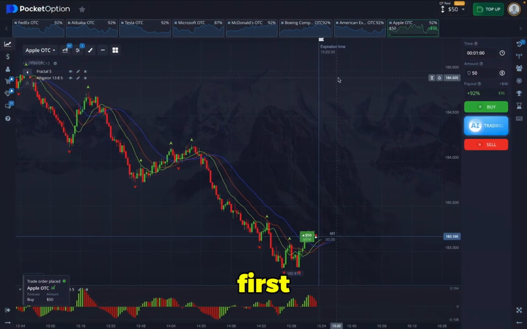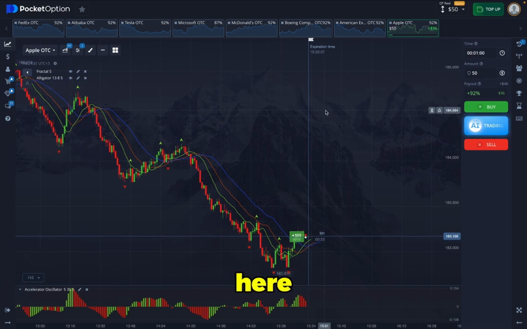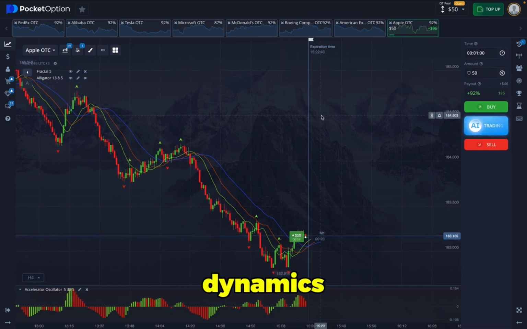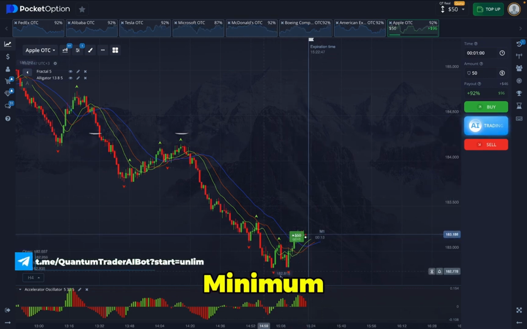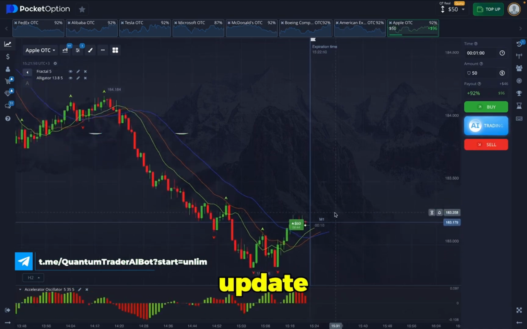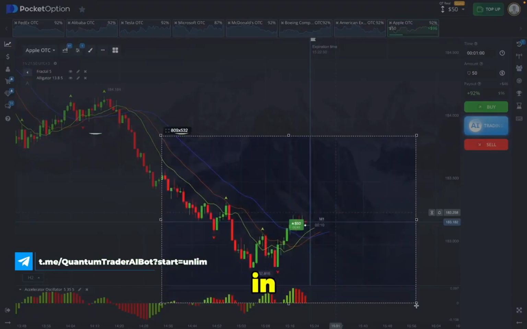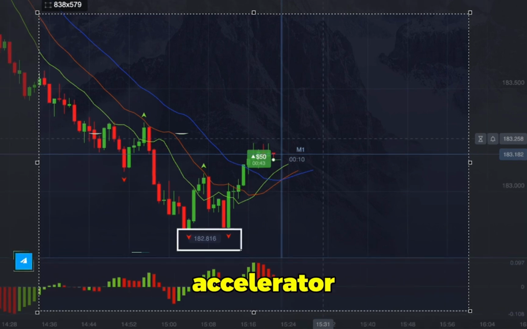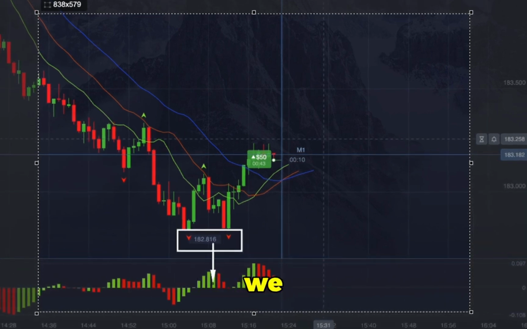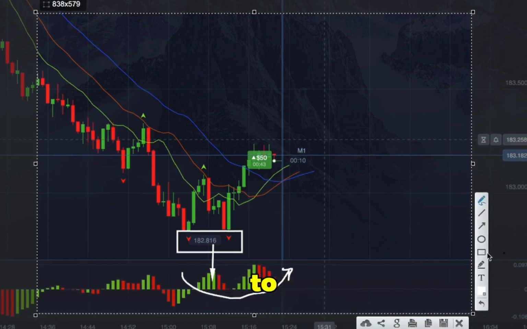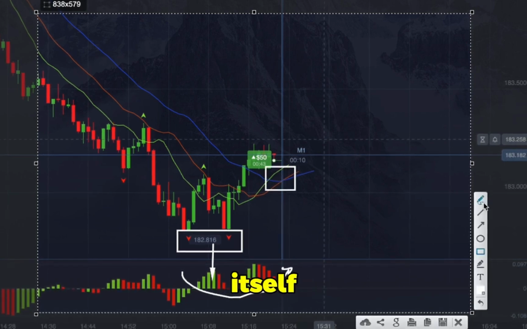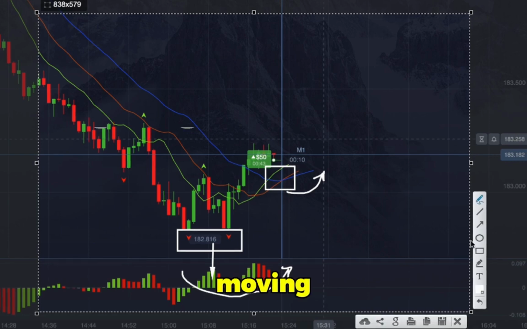Let's try to open the first position against the trend direction. Here, it will be possible for us to change the dynamics of the direction to the near section of movement, since there was an update of the global structural minimum. Also, after this update, we see changes in the direction of volumes on our accelerator histogram, and we see the intersection of the alligator moving lines from bottom to top, and also the price itself crossed all three moving ones.